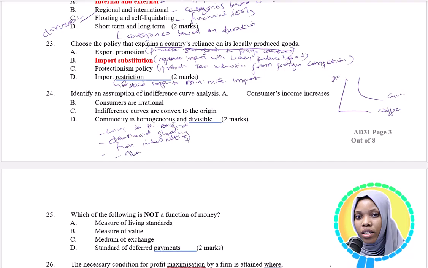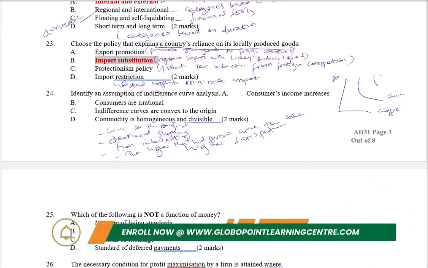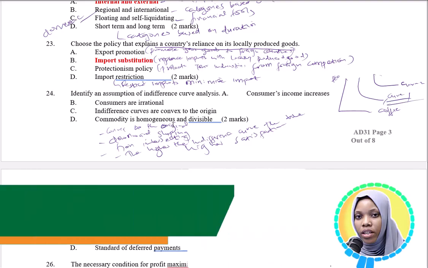And the higher the indifference curve, the higher the satisfaction. So this indifference curve here, let's say this is curve 2 and this is curve 1, has a higher satisfaction compared to this one here.